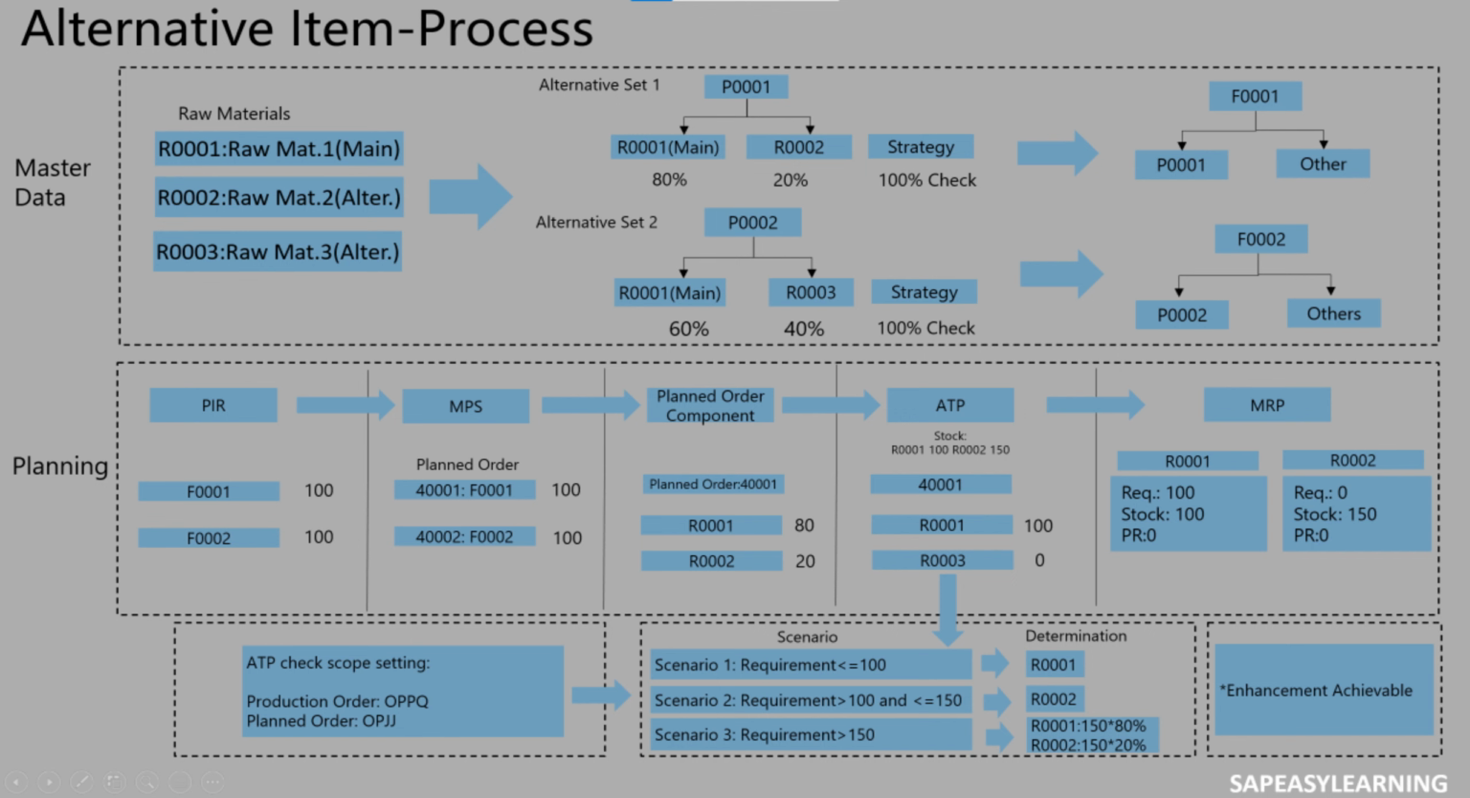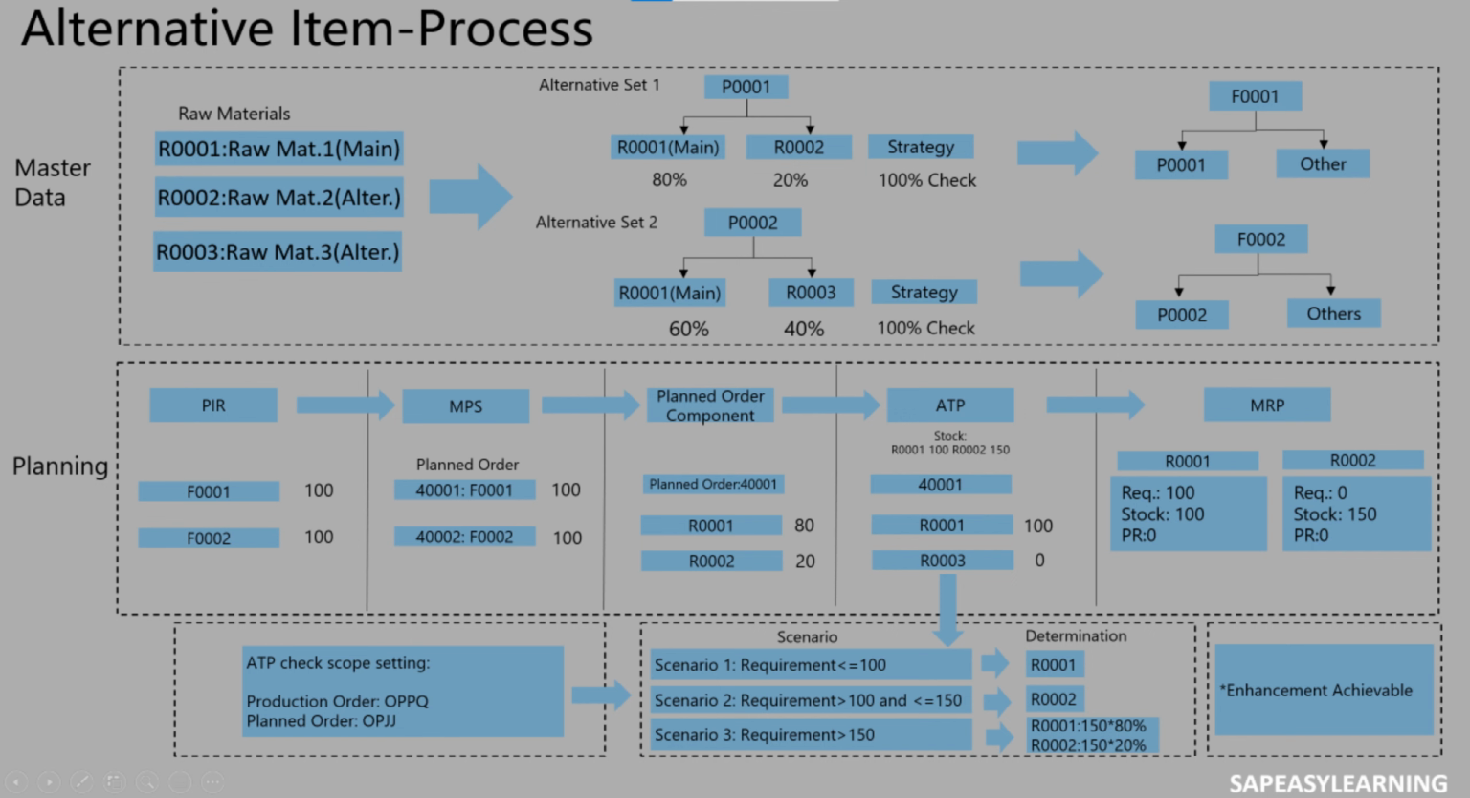Okay, then the planning. First, we have the PIR of finished goods, and after the MPS run, we have planned orders for finished goods. In the planned order components, we can see the alternative material requirements are divided by the percentage setting in the BOM. Then we will do ATP on the planned orders. Based on stock and PO situation, the planned order will determine which one material will be used. Just remember we set the alternative strategy as 100%. Going down from this step, you can see which material will be selected based on different scenarios.